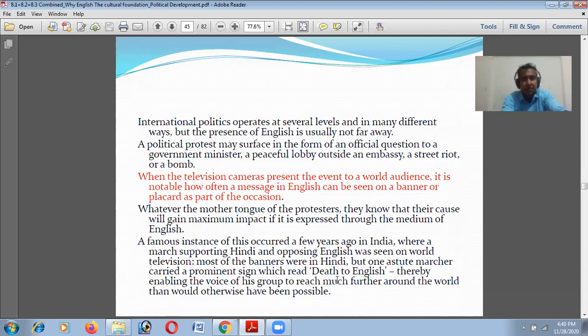International politics operates at several levels and in many different ways, but the presence of English is usually not far away. When the television cameras present an event to the world audience, it is notable how often a message in English can be seen on a banner or placard as part of the occasion. So in international politics, when a person is speaking in front of cameras, and also on banners and posters, we see one language, that is the English language.